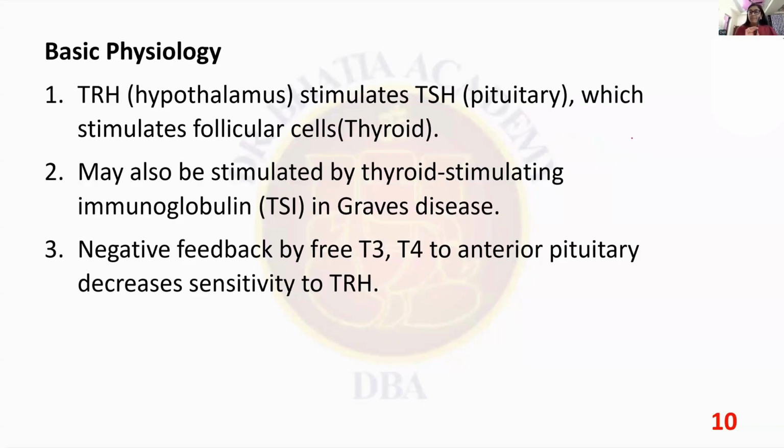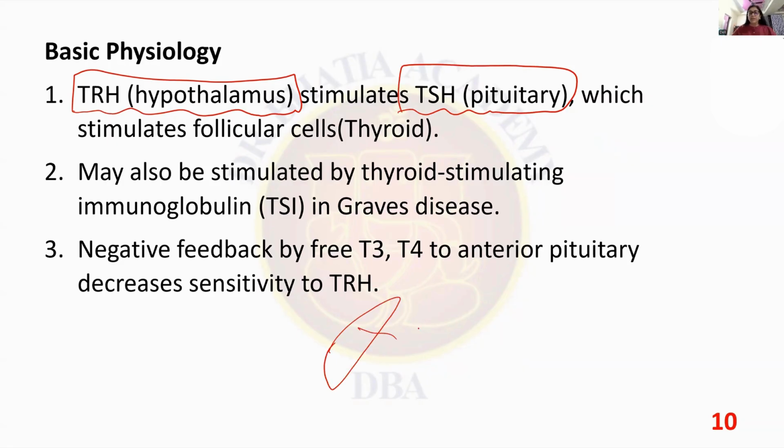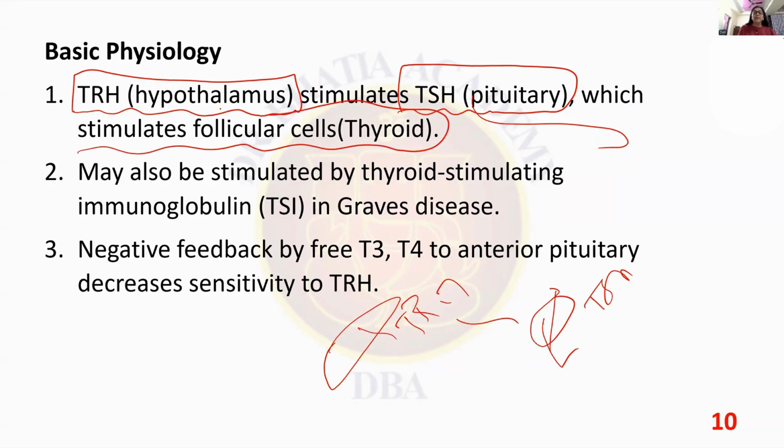Globulus. So basic physiology, we learned in the pituitary last lecture. TRH comes from the hypothalamus, and that TRH stimulates the thyroid stimulating hormone from the pituitary. So from the hypothalamus comes TRH. This affects the anterior pituitary. The pituitary will release TSH, and this TSH will ultimately act on the follicular cells of the thyroid gland. Now, they also may be stimulated with some TSI that we will come to later.